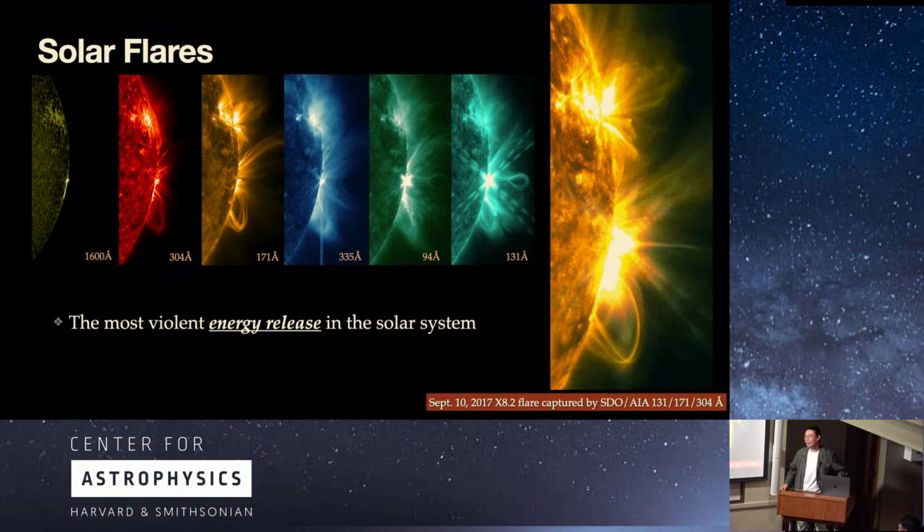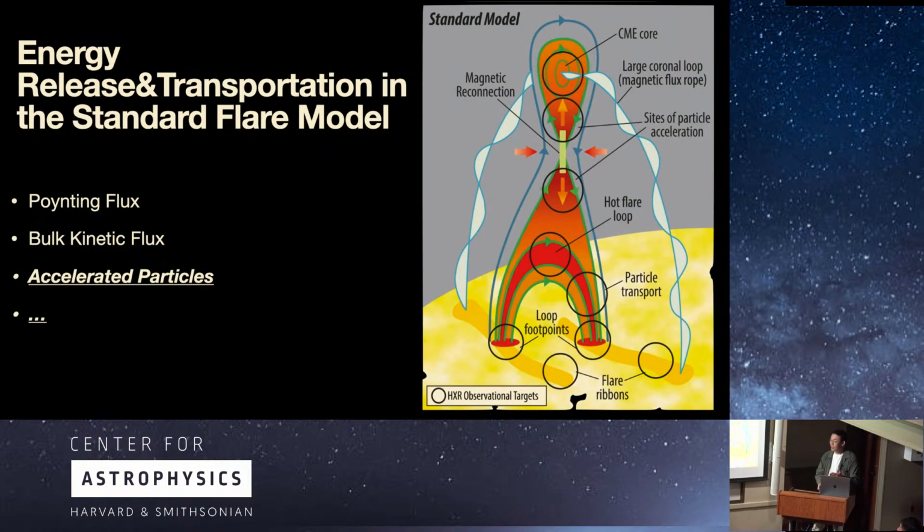The reason I call it standard or beautiful is it looks so much similar to the standard model. The standard model is the most well accepted model, also known as the CSHKP model. The model describes the solar flare starting with magnetic reconnection, and there will be many forms of energy released during this process, like the plasma flux and the bulk kinetic flux, and also the accelerated particles.